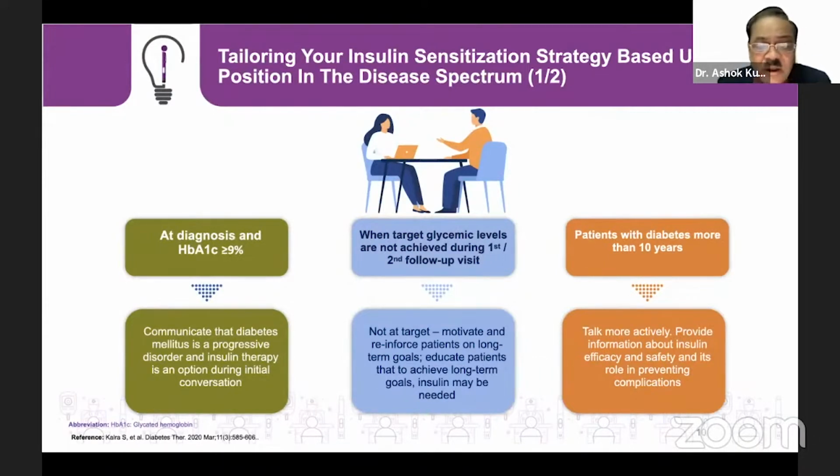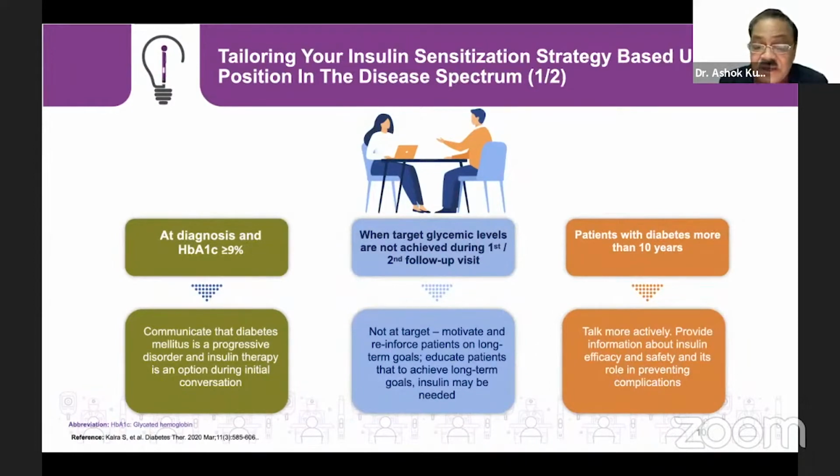So at diagnosis, when HbA1c is more than 9%, we have to tell the patient, this guideline says we have to initiate at this stage. Also when target glycemic levels are not achieved beyond 2 or 3 oral anti-diabetic drugs, or when the patient has had diabetes more than 10 years. I always believe in bringing in the communication about insulin very early and demonstrating to the patient that even though it is called type 2, previously non-insulin dependent, at some stage of the disease one requires insulin and nothing is like insulin.